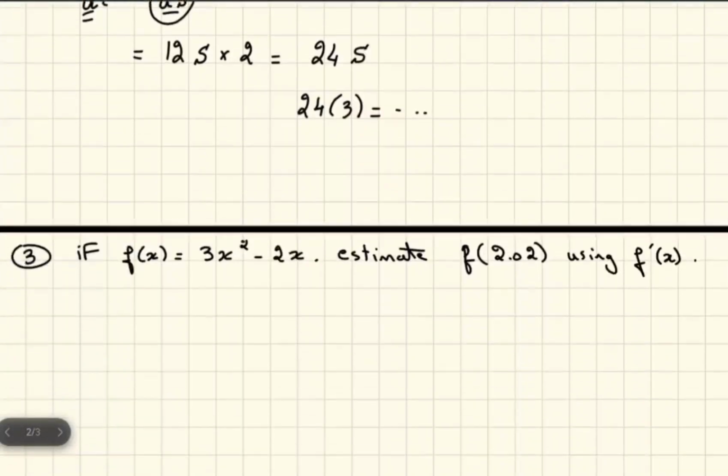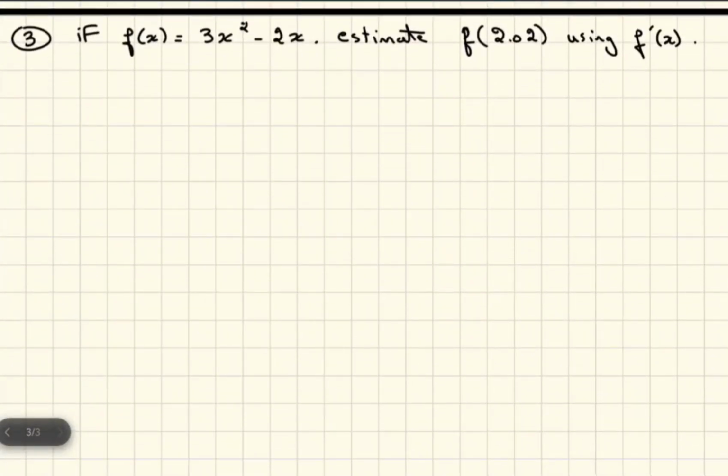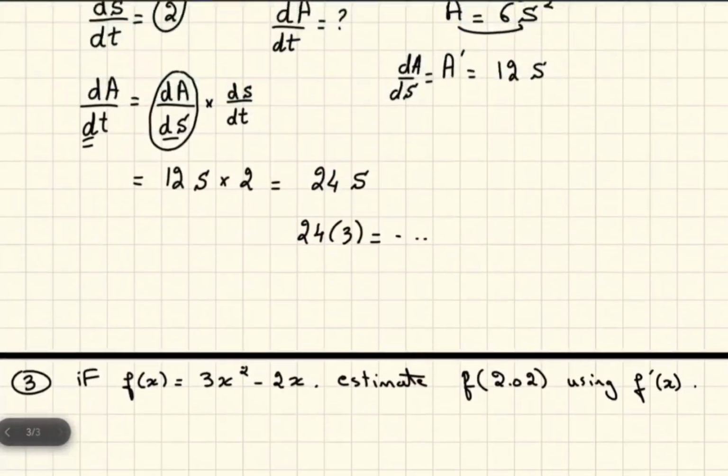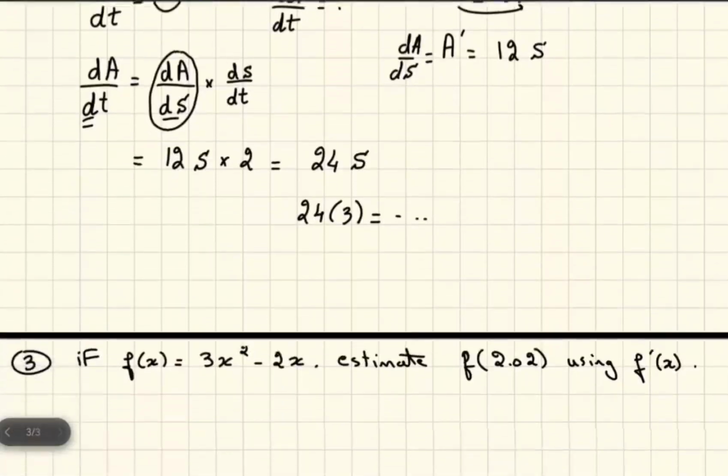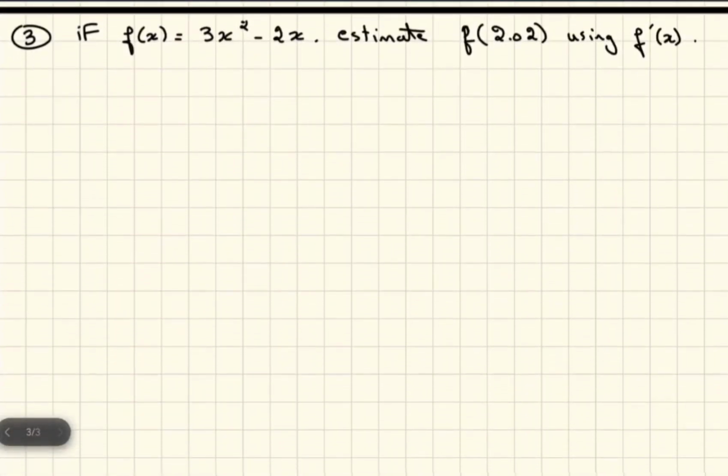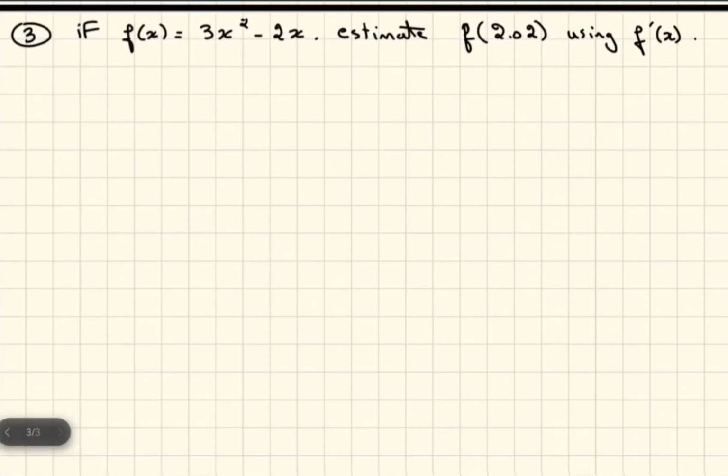Okay. Now, let's say we have this question. Here they're telling you estimate how much is f of 2.02 using f prime of x. So now, as long as we are talking about rate, like the previous questions, we're going to use dA over dt, dv over dt, and so on. In these questions, if we're estimating, then we need to be careful how we do it.